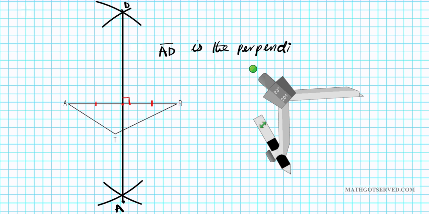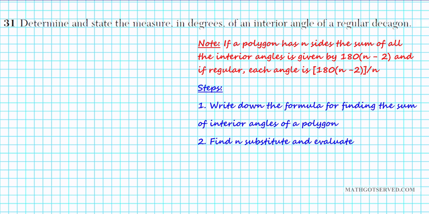Okay, so based on this construction, segment AD is the perpendicular bisector of segment AR. All right, so that's basically how you bisect segments using your compass and straight edge. All right, let's take a look at problem 31.